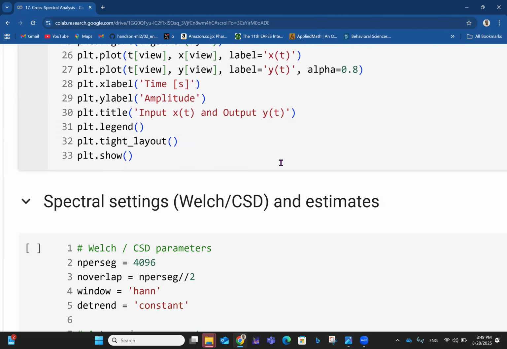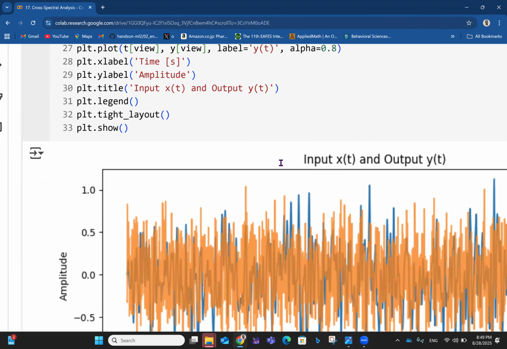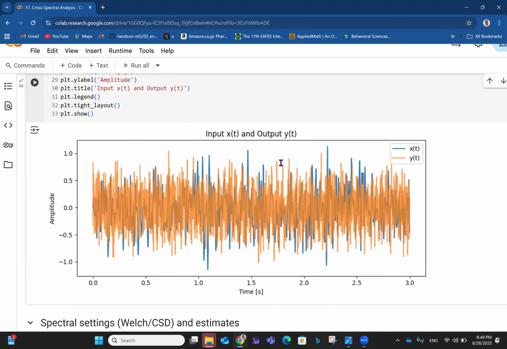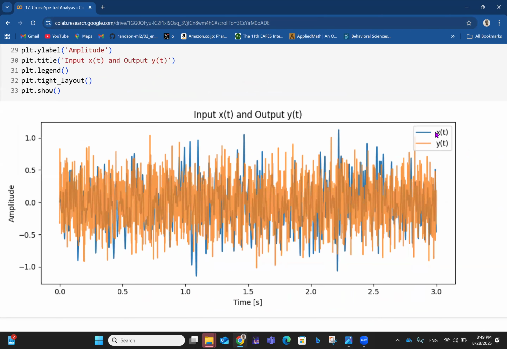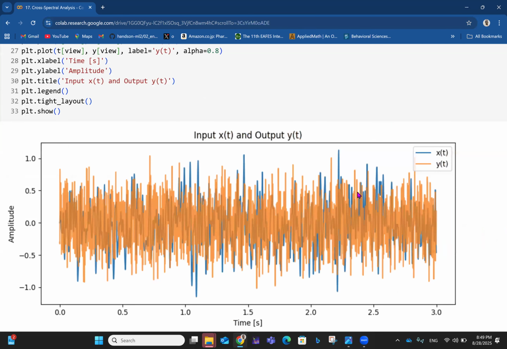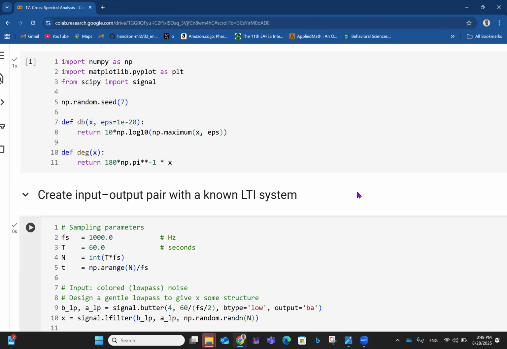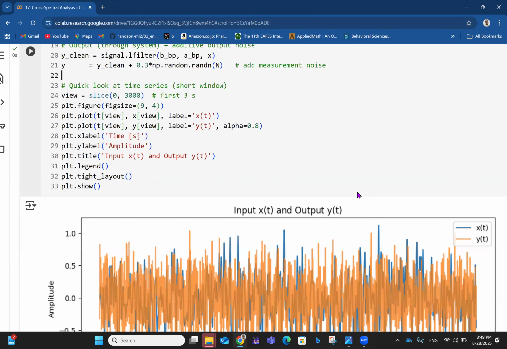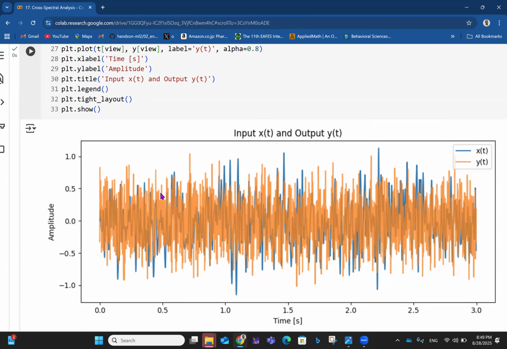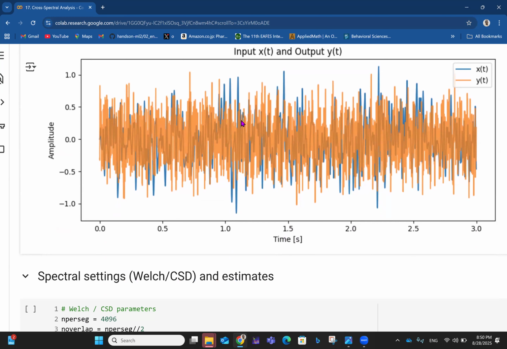I'll just go ahead and run it, and then it gives us something beautiful like this. So it gives us the input x(t) and output y(t). That's the idea of an input-output pair. We see that at some points the two signals are in phase. At some other points they are out of phase, where you see one shooting out separately from the other.